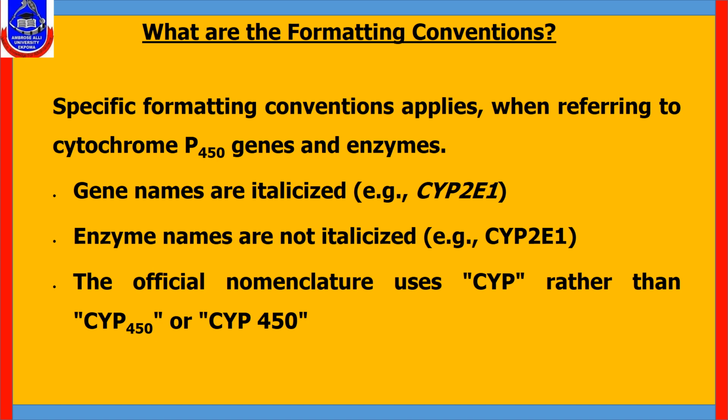There are formatting conventions for cytochrome P450 enzymes. For example, when you have cytochrome P450 nomenclature written in italics, it indicates the genes, while the nomenclature that is not italicized refers to the enzymes.